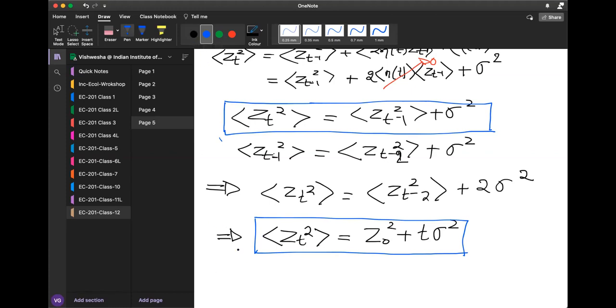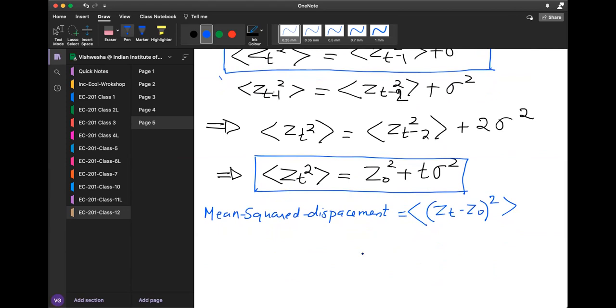And just like we defined mean displacement, we now define a quantity called mean squared displacement. What will that be? That is basically (Z_t minus Z_0) whole square, and its average.